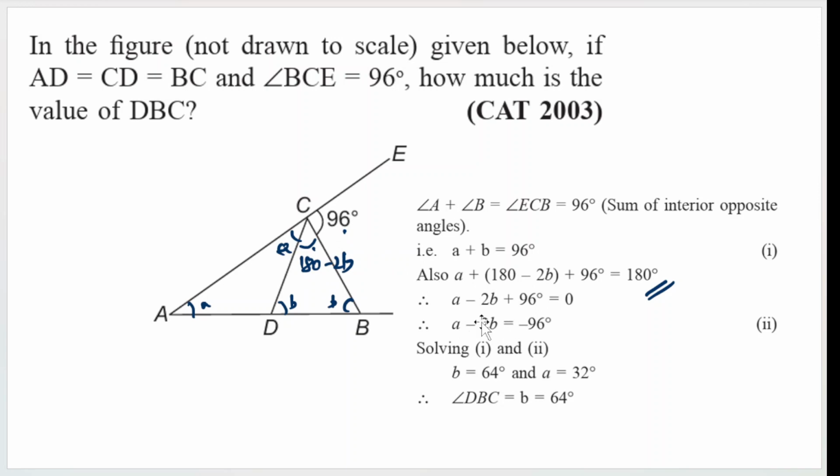What does that mean? A minus 2B is equal to minus 96. If you solve A plus B equal to 96 and A minus 2B equal to minus 96, we get B as 64 and A as 32. And what is asked? We are asked what is DBC. DBC is actually 64 degrees.